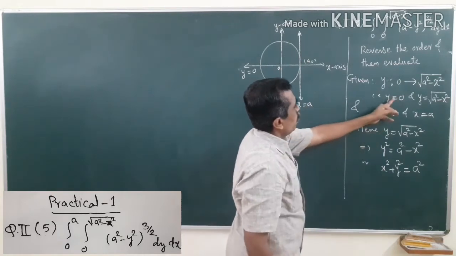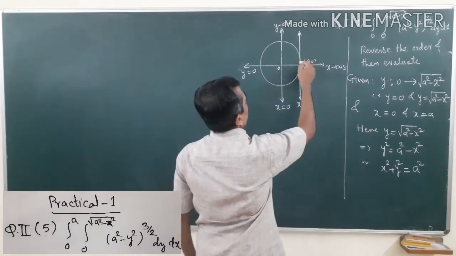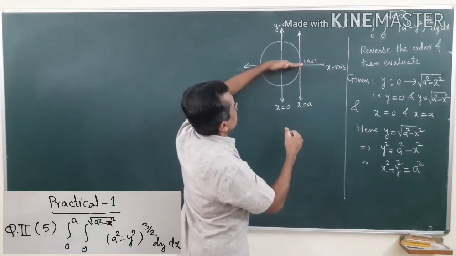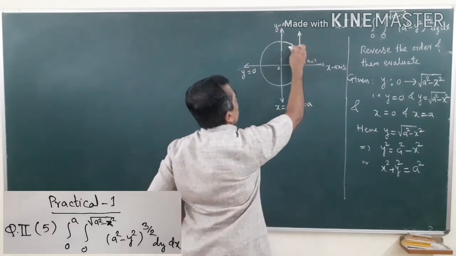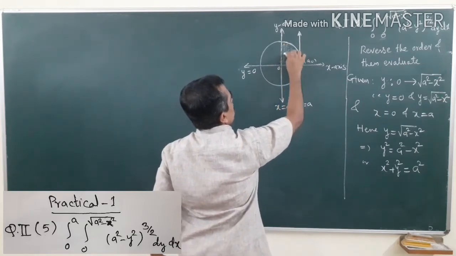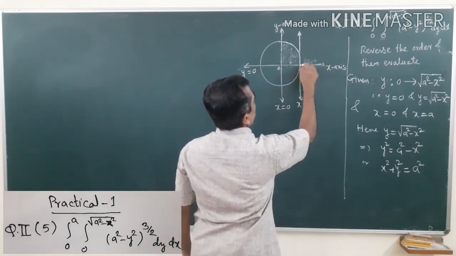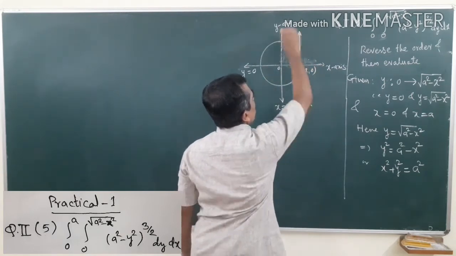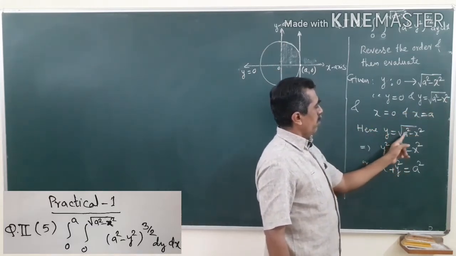Then y is equal to 0 and y is equal to root of a square minus x square, meaning up to the boundary. So y is equal to 0 is the x axis, and up to the circle. This is your region of integration. The first quadrant is the region of integration. The coordinates of this point are a comma 0, and on the boundary of the circle, y is under root a square minus x square.